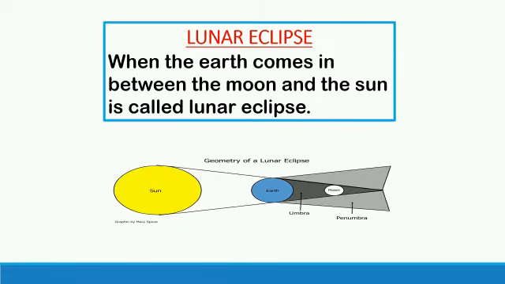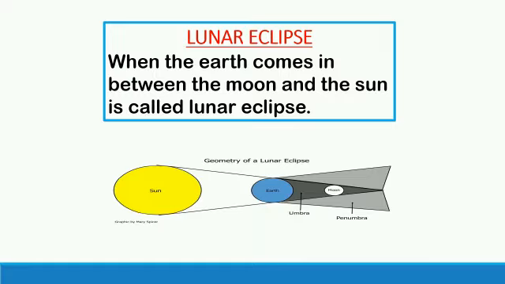The next is lunar eclipse. When the earth comes in between the moon and the sun, it is called a lunar eclipse. In this case, the earth cuts off the light reaching the moon from the sun. It is totally blocking the sunlight.